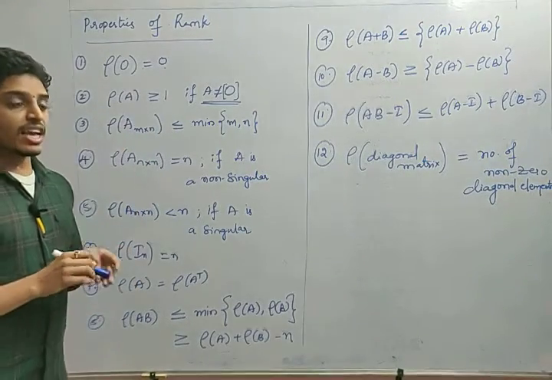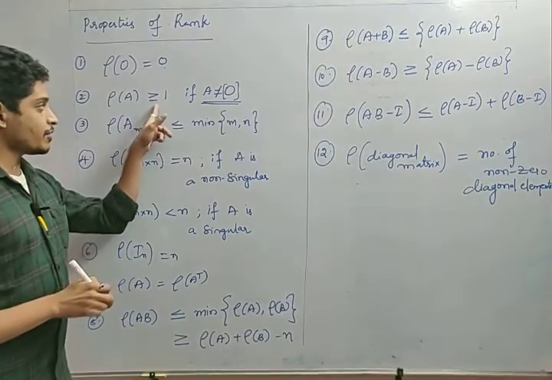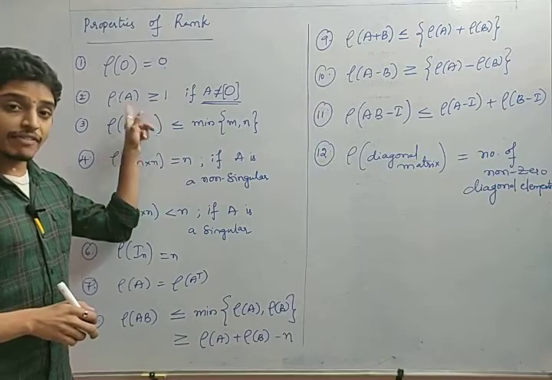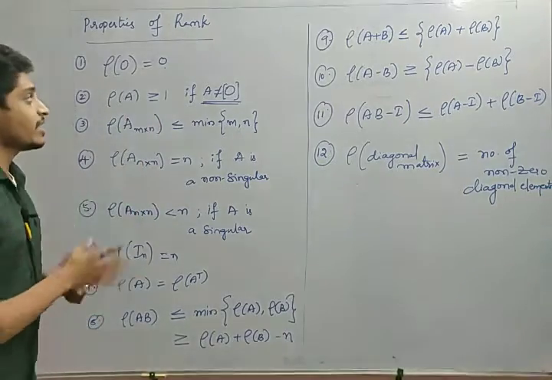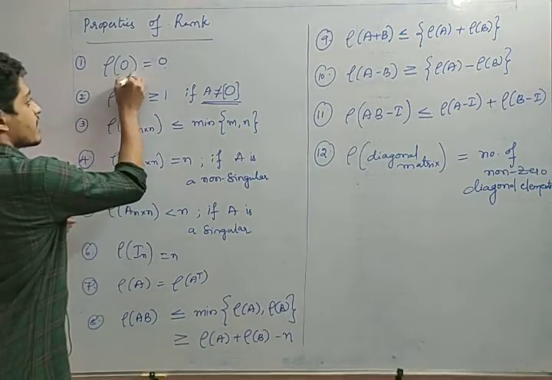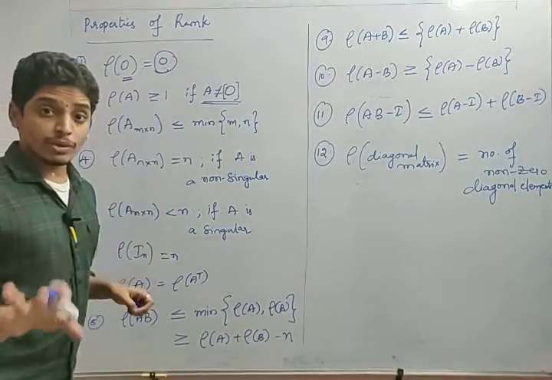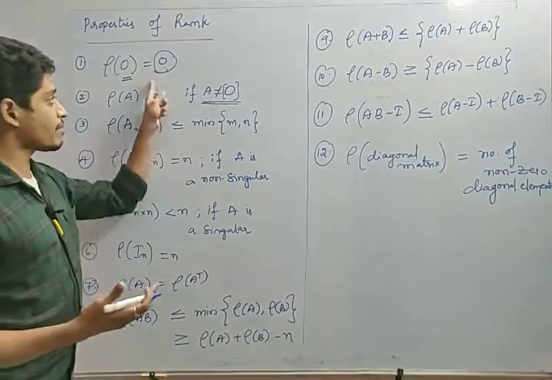That means if the rank of the matrix is greater than or equal to 1, then definitely it is a non-zero matrix. Only for a null matrix itself will the rank be 0. For any other matrix, rank will be greater than or equal to 1. Rank can be 1 or more than 1, but for a null matrix it is 0.